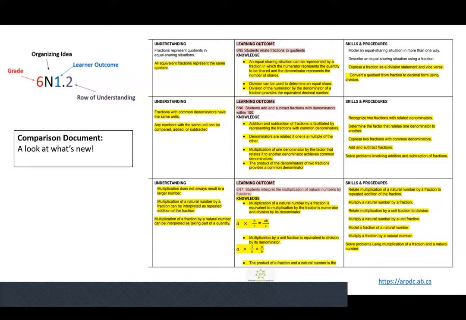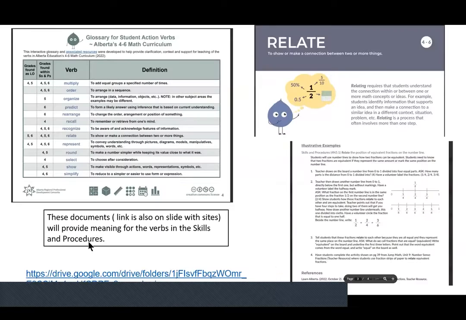So this is the comparison document on the ARPDC site. Look at what's new. And what's in yellow is what's new for fractions for grade 6. So you can see lots of yellow. That just tells you that there's lots of new learnings that are going to happen for you and for the students.